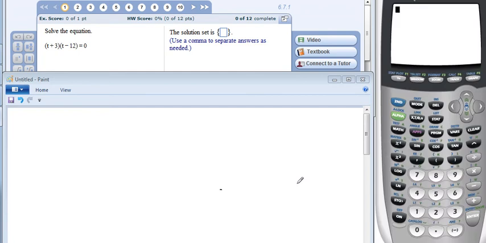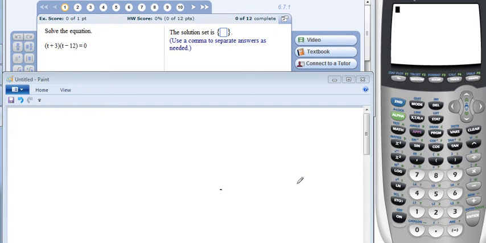All right, we're going to finish up chapter 6. This is the last section in here that we'll cover. And what we're going to do is use all of our factoring techniques to solve. We're going to be looking at quadratics, what quadratics are, and how we can find the solutions to quadratics through factoring and through graphs.